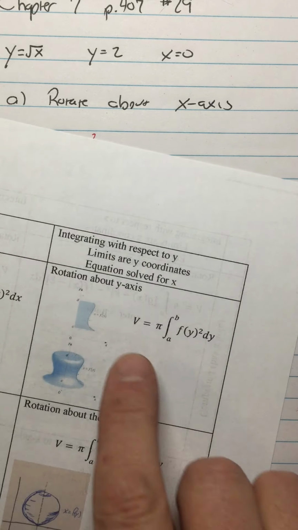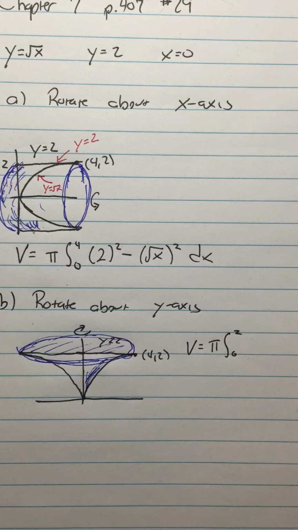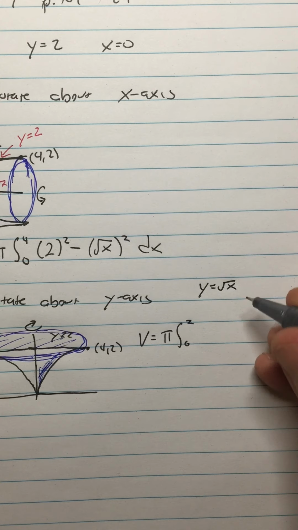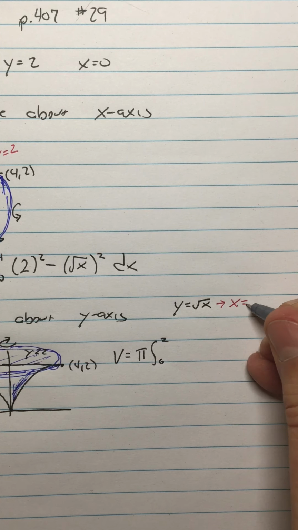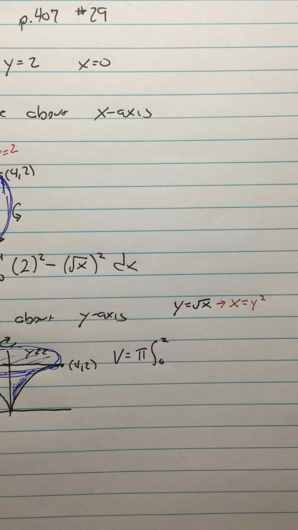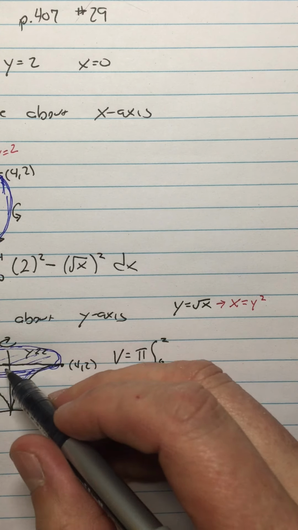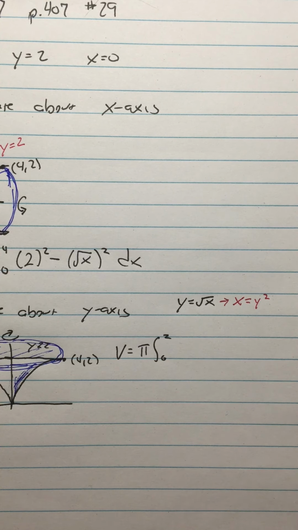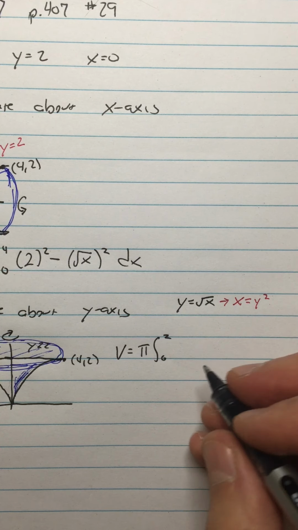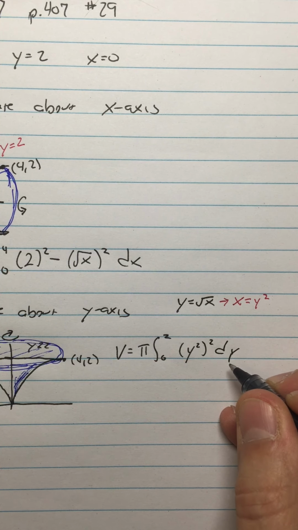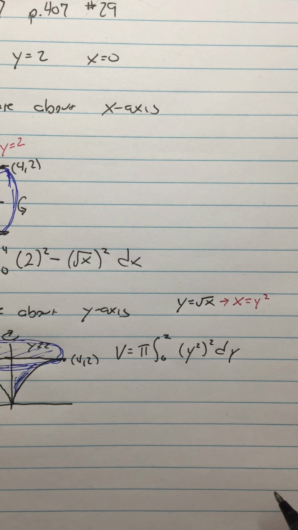My equations have to be solved for x, and they're not. So my y equals square root x, I need to solve that to be x equals y squared. And then my other equation, I don't have another equation. The other equation, if you want, is x equals 0. But that's just it, right? Because I'm here, there's only one function. So it's y squared. So integral 0 to 2, y squared squared dy. And that's that one.